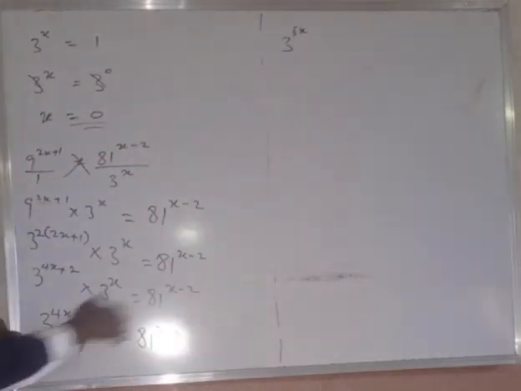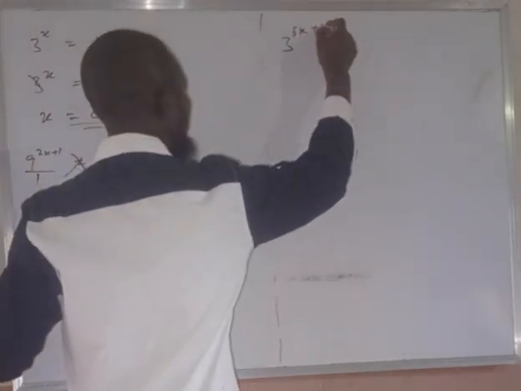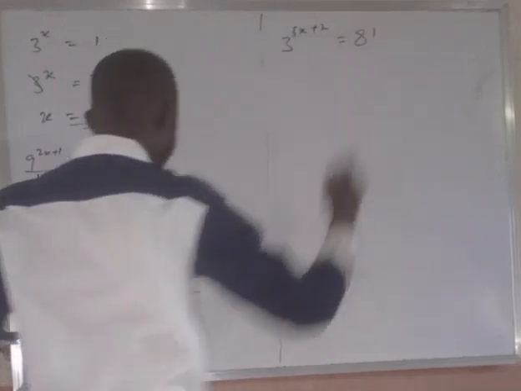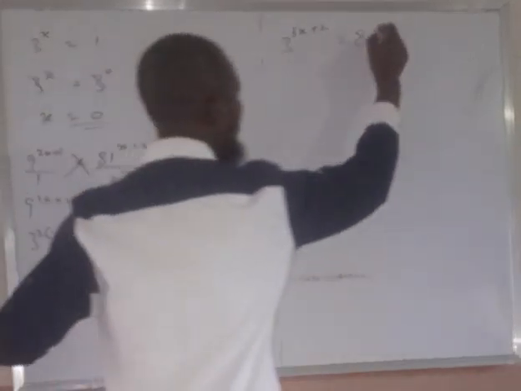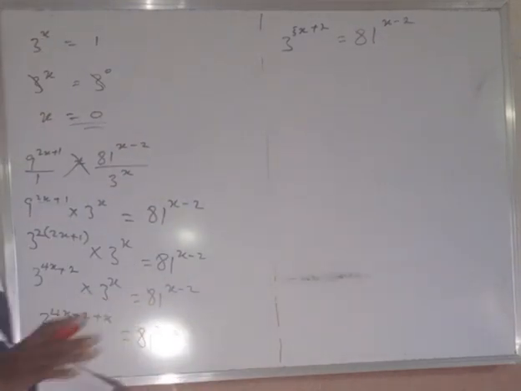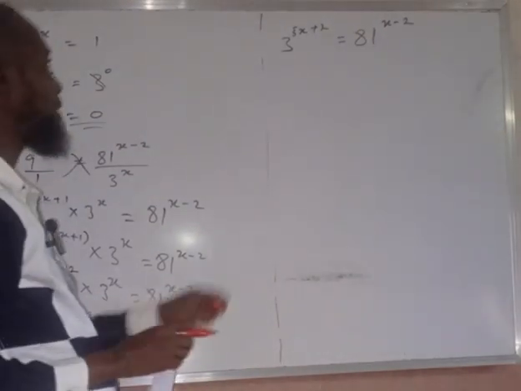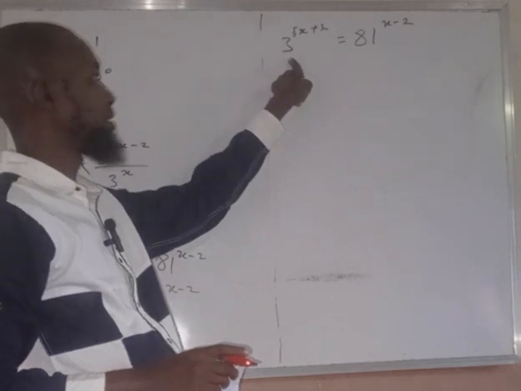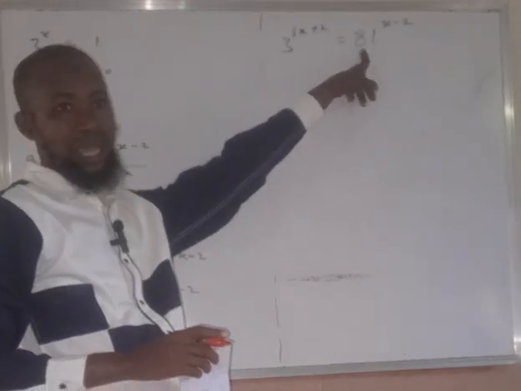Abi, this is a constant term. We say plus 2 is equal to 81 raised to power x minus 2. I hope this is clear, right? But look at this base here. So we can say adjust this one.